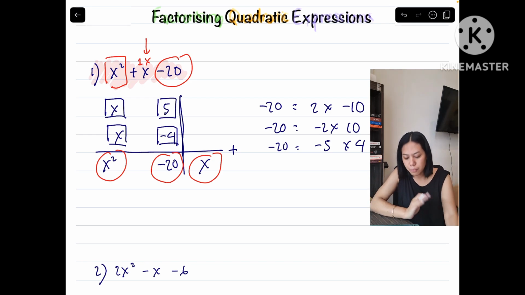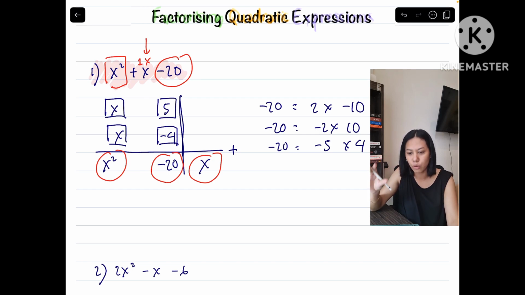Again, you might not get it correct on the first try, but that's okay, because there are multiple combinations of numbers that make negative 20, and not all of them work. There's only 1 or sometimes 2 that work. So I'm choosing 5 and negative 4. Why? You'll see later. After you've got the 5 and negative 4, because 5 times negative 4 is negative 20, it works.